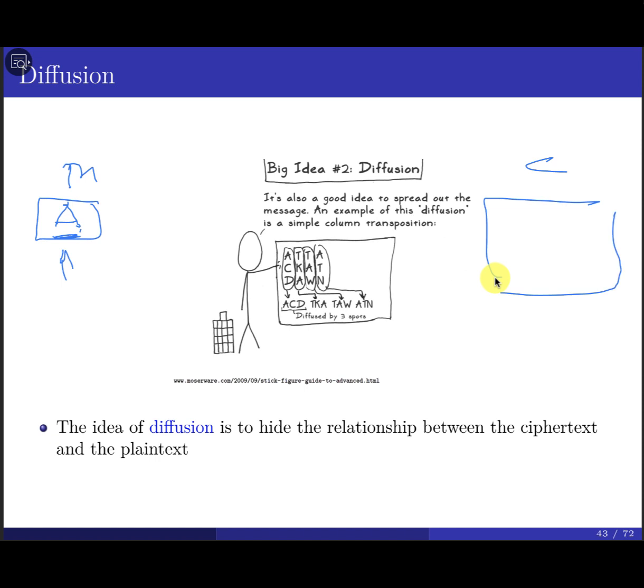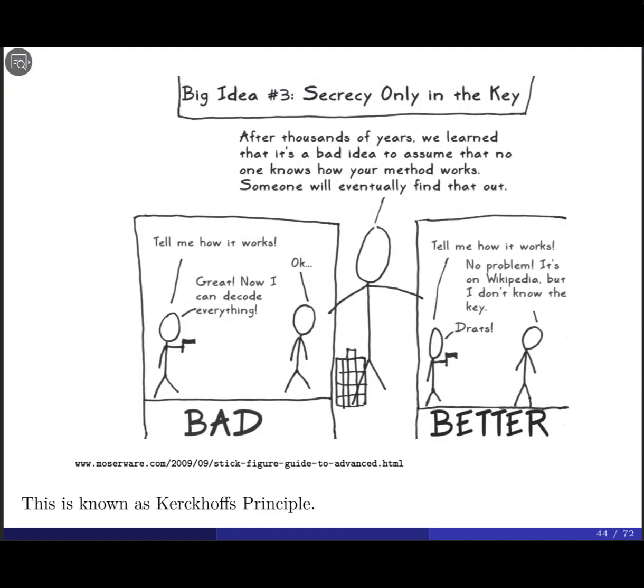For example, if you change only one letter here, maybe you're going to see that many positions change in the ciphertext. If we have a sequence of bits, zeros and ones, and you flip a 1 to a 0 here, then you're going to see that many places in the ciphertext have been changed. So you cannot tell what's the relation between the plaintext and the ciphertext.